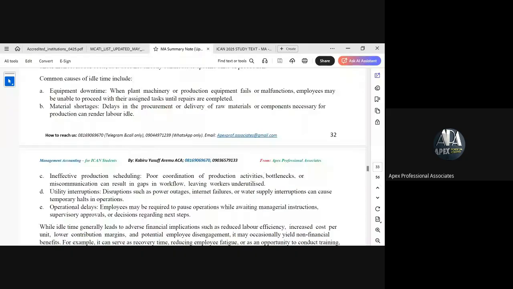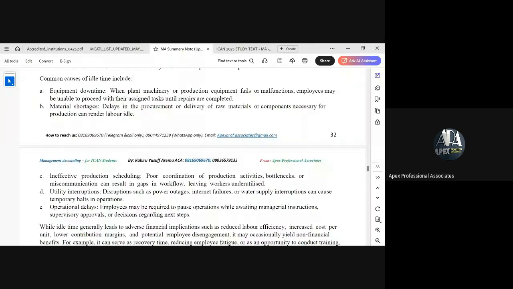Now, idle time has its own financial implication and they are not favorable to the organization. As an employer of labor, you cannot be happy when you have paid people and they do not work. You can't be happy. So at that point, your money is not giving you enough yield. It's not yielding enough benefit for you.